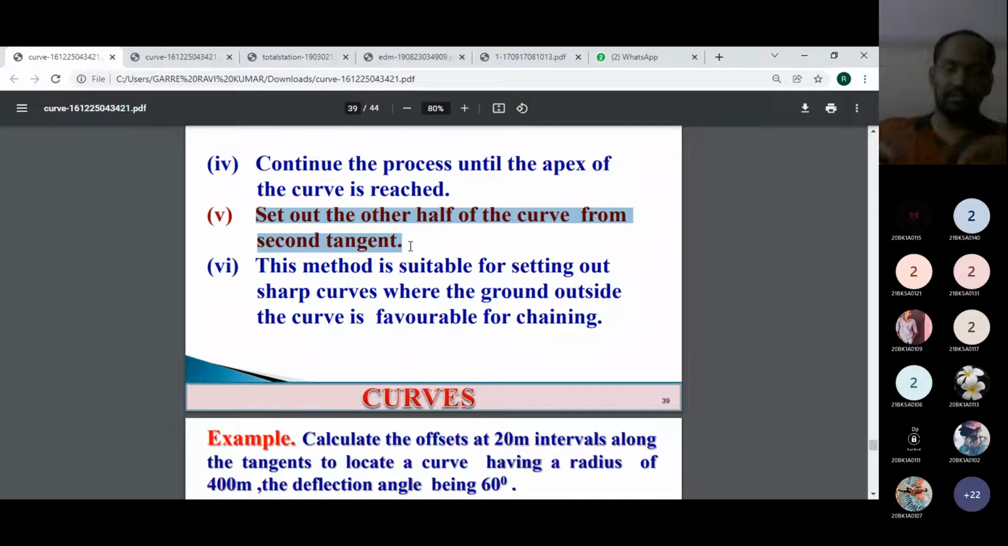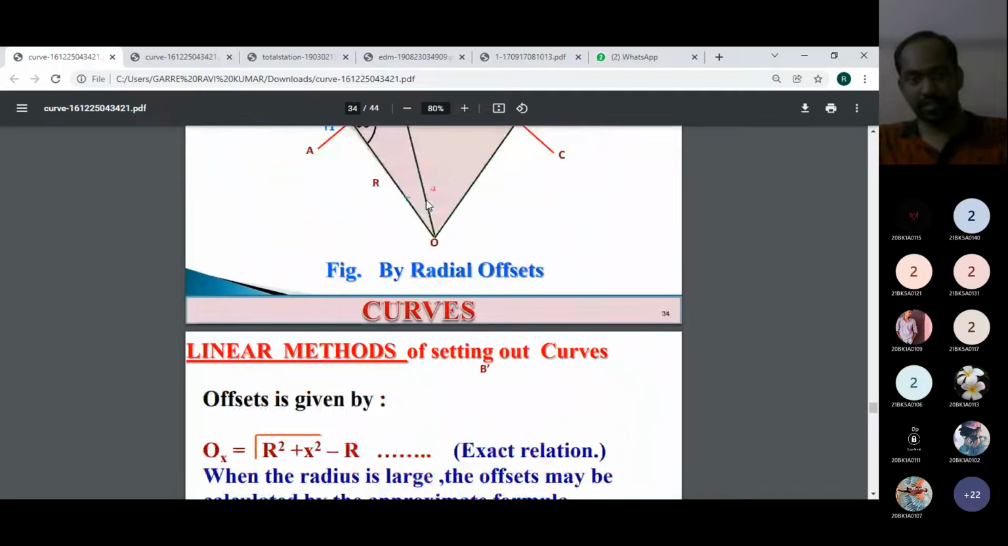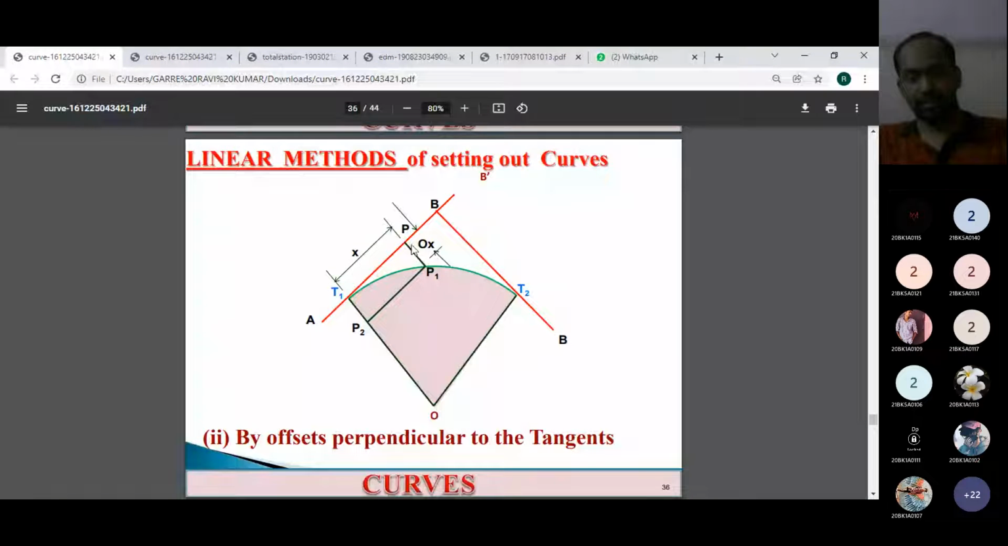Then we can join all the offsets. The joining line will form a curve. That's all, it will be the curve here. From T1 we can draw a number of offsets from the tangent line till the apex, and from T2 we can draw a number of offset lines with equal intervals till B. Then we can draw all the offsets, so definitely it will form a curve. This is the method of setting out a curve by using the offset method.